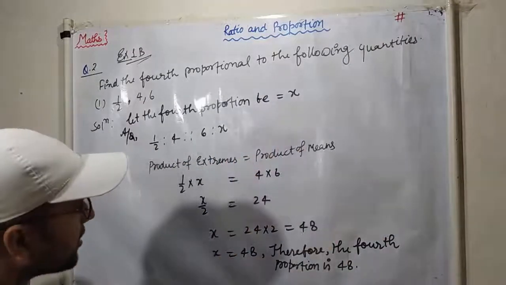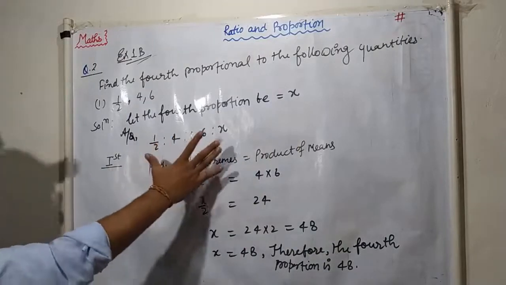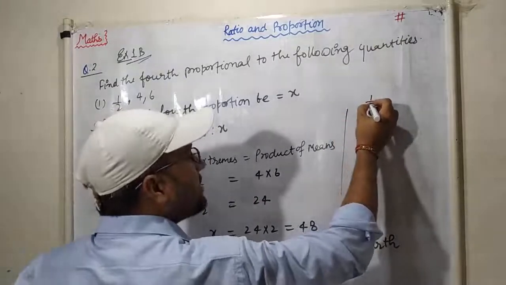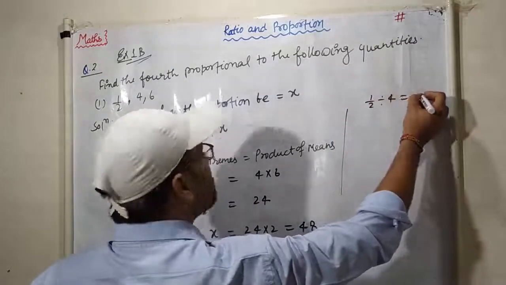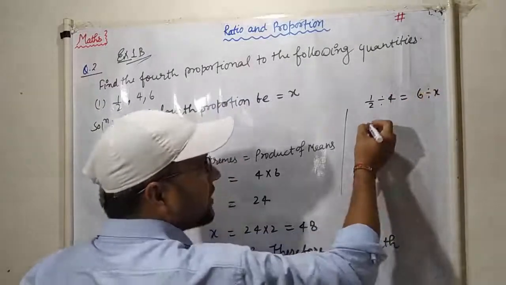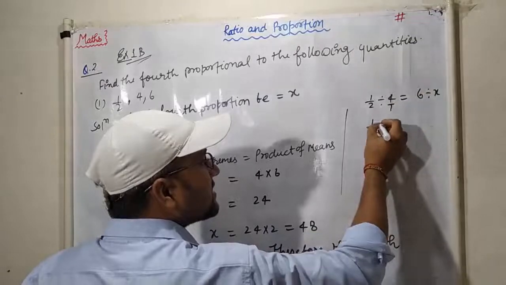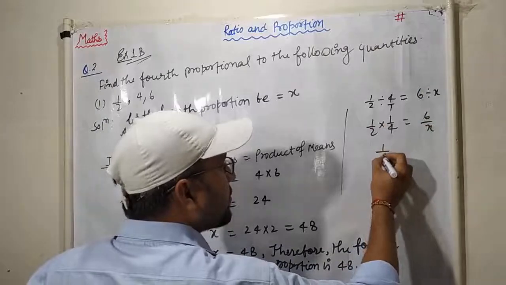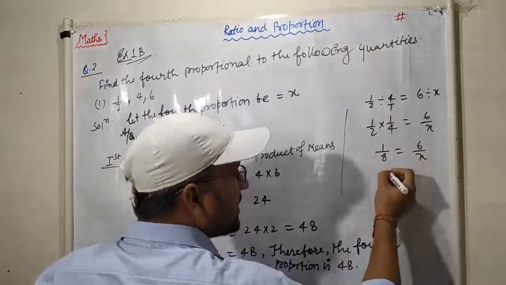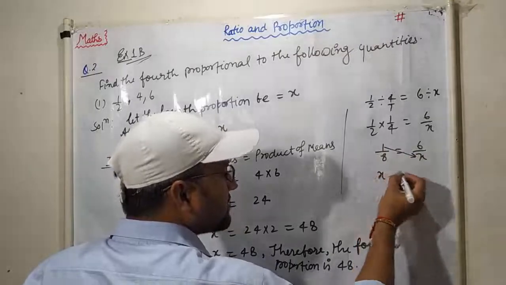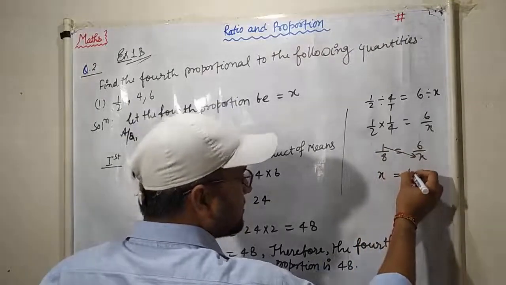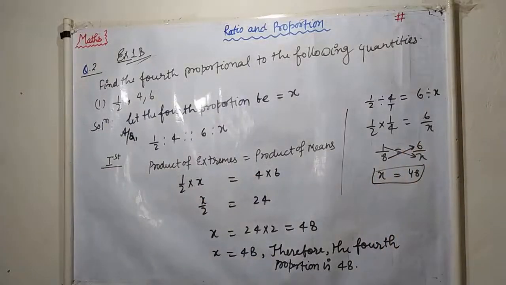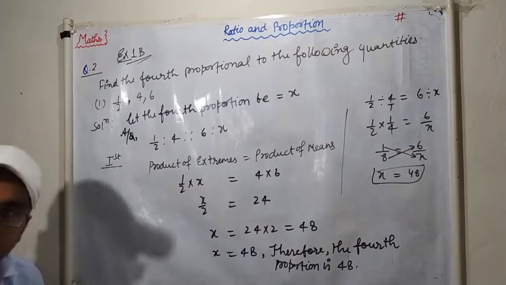It is very easy to do. Product of extremes is equal to product of means, because they are in proportion, students. Or you can use the second method: first term 1/2 divided by the second term is equal to the third term divided by x. Or you will write 1/2, division changes into multiplication, 1/4 here, and 6 upon x. So you will get 1/8 is equal to 6 upon x. By cross multiplication, 1 multiplied by x, you will get x, and 8 multiplied by 6, you will get 48. Both ways you will get the same answer, students.